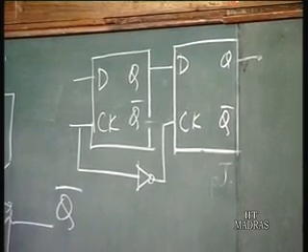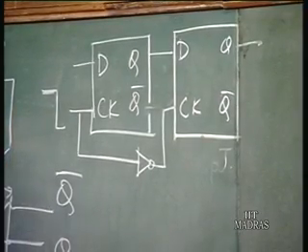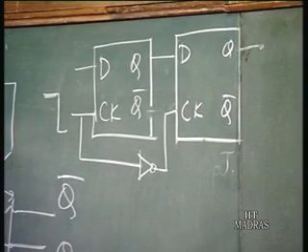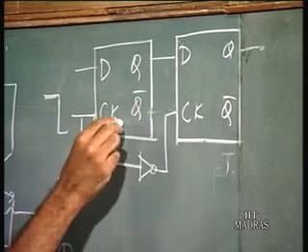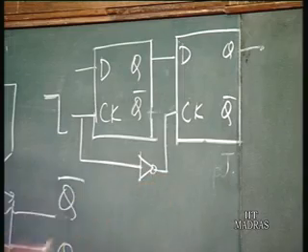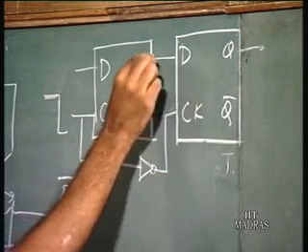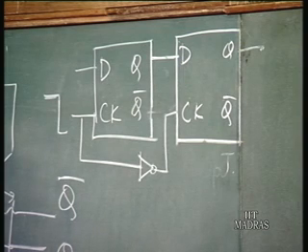Only at that instant of time when this clock goes from positive to negative, the first flip flop gets disabled and the second flip flop gets enabled. So, whatever is the output of the first flip flop gets passed on to the output of the second flip flop at that instant of time.